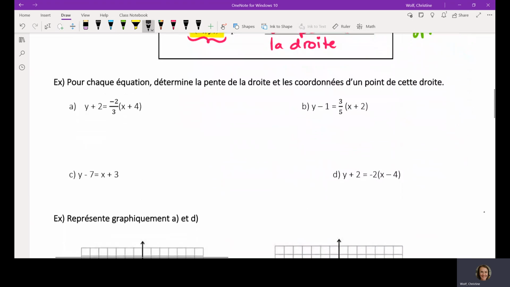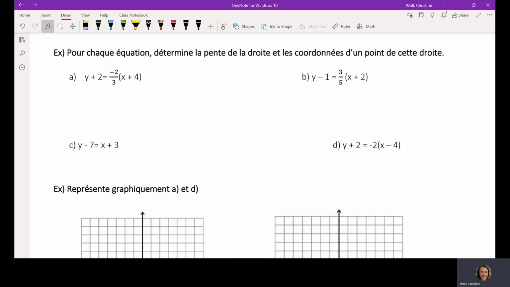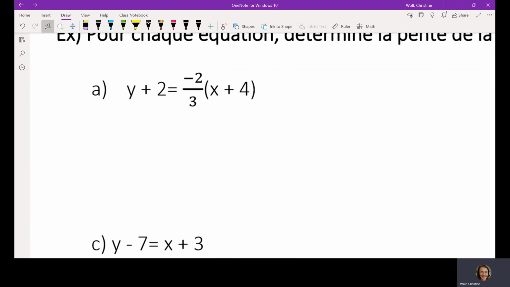So, voici un exemple des équations. So, pour chaque équation ici, détermine la pente, so that's our M, et les coordonnées d'un point qui va être sur cette droite. So, ici, ça c'est le premier exemple. Ça c'est sous la forme pente-point. Whenever we have brackets, we know it's la forme pente-point. So, I'm asking you, c'est quoi la pente? Très simple, la pente, c'est ce qui apparaît en avant de la parenthèse. There's your slope, négative 2 sur 3, easy.